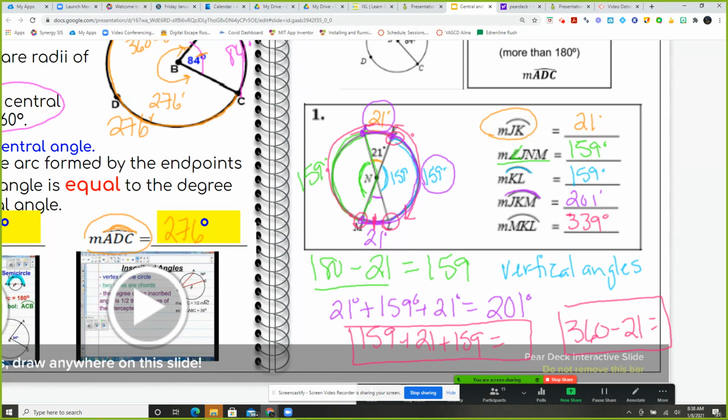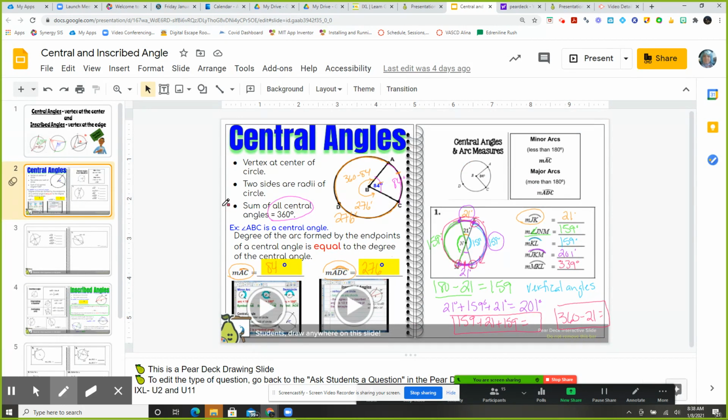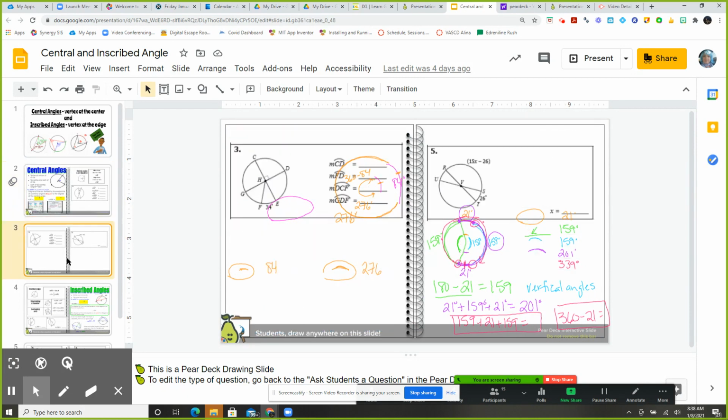Yeah. Awesome. Okay. So when you've got 5 different things, the picture starts looking a little crazy. Just remember that semicircles give you 180 degrees. You've got some vertical angles, and the central angle and the central arc are always the same number. Okay. Let's go to slide 3 and do a little bit more practice.